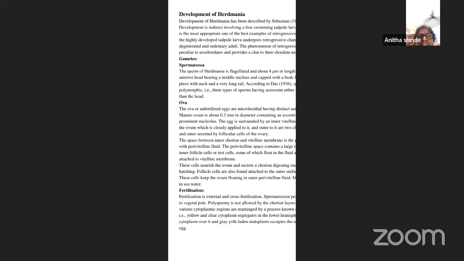After fertilization, a number of cytoplasmic regions are rearranged by a process known as ooplasmic segregation. That is, yellow and clear cytoplasm will segregate to the lower hemisphere with a cap of clear cytoplasm over it, and gray yolk-laden endoplasm will occupy the upper two-thirds of the egg. So that also happens once the fertilization has taken place.